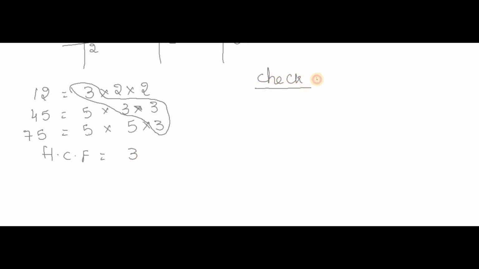So I'll check whether in the 3 table you are getting 12 or not. Of course, we can easily say that 3 4s are 12. When you get 45, 15 3s are 45. When you get 75, 25 3s are 75. So in this way, we can easily say that our answer is correct. Yes or no students? Good.